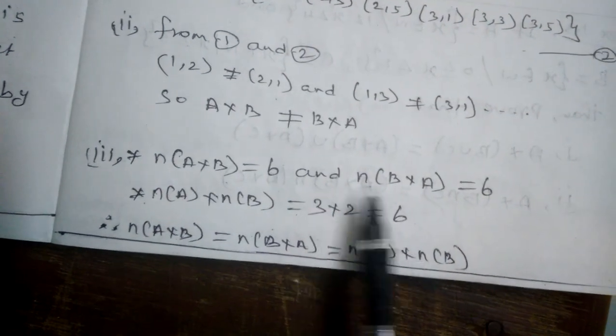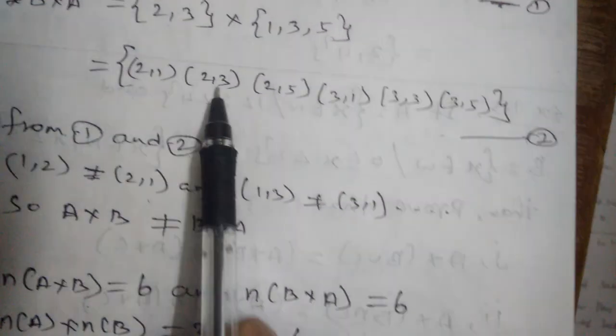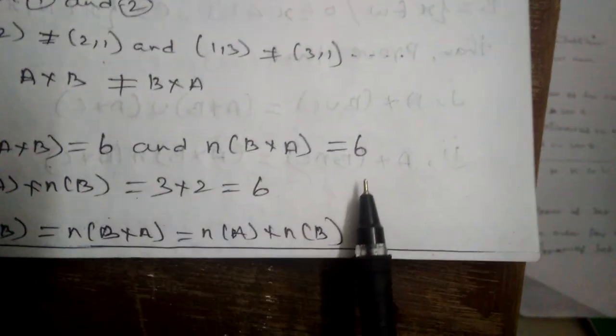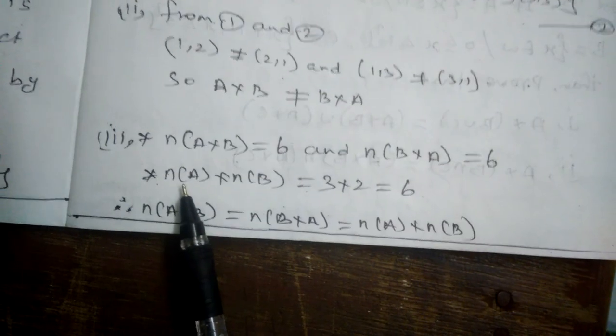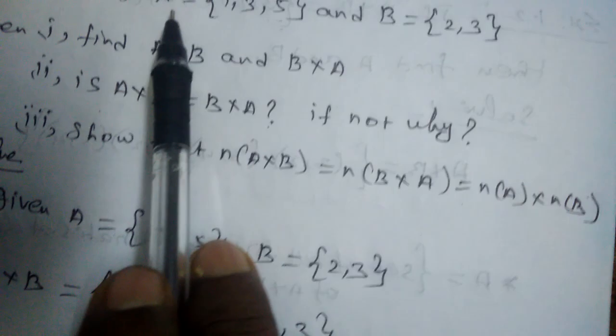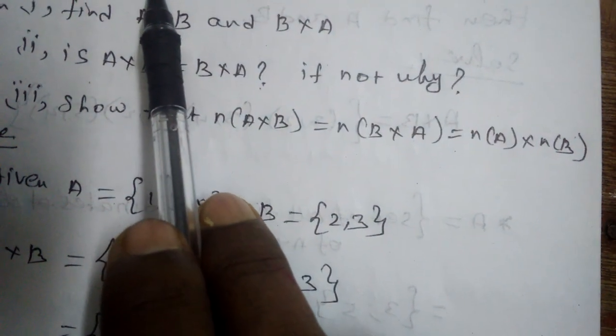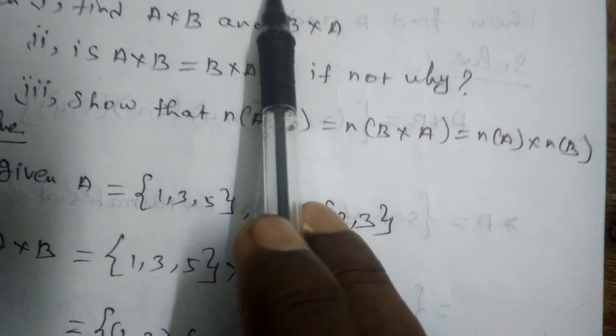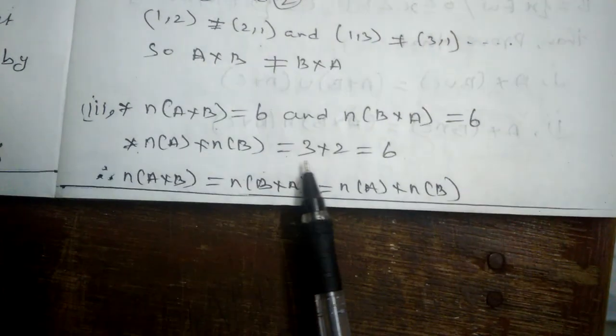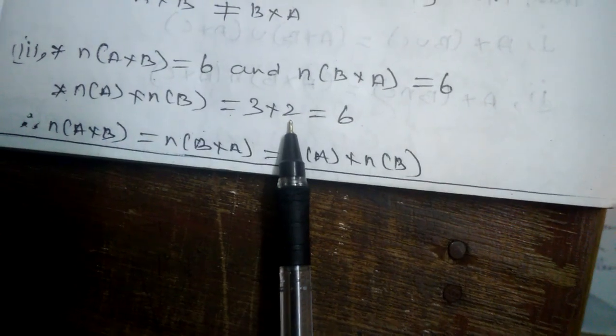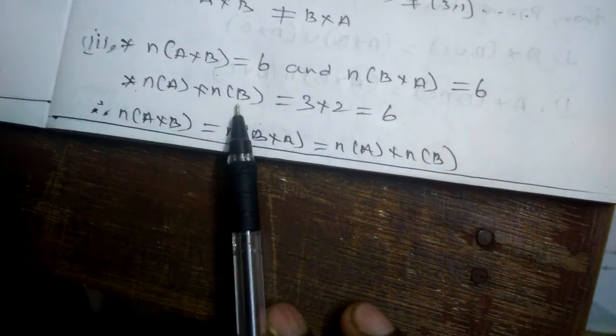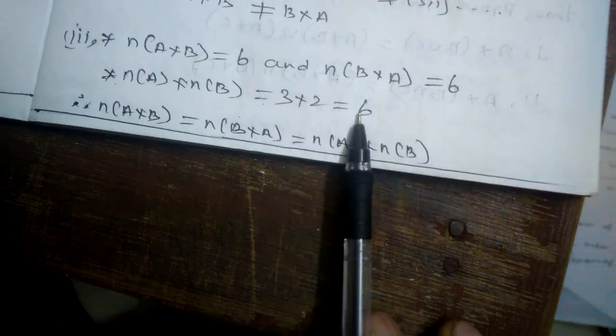And the same for n of B cross A. What is B cross A? This is 1, 2, 3, 4, 5, 6, six numbers. And what is n of A? A has 3 terms, so n of A is equal to 3. And n of B is equal to 2. Above, n of A into n of B is equal to 2 into 3, which is equal to 6.